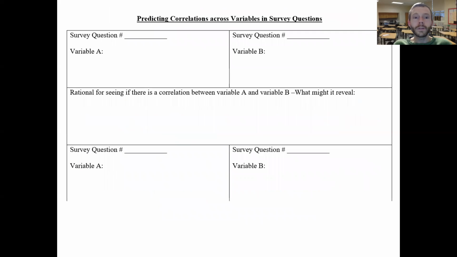And then in the graphic organizer, what you're going to want to do is consider, okay, so what are my two questions that I'm comparing? And what's my rationale for seeing if there's a correlation between variable A and variable B?